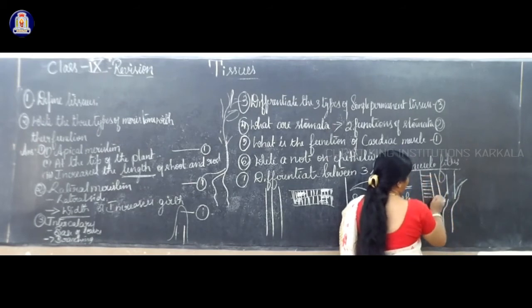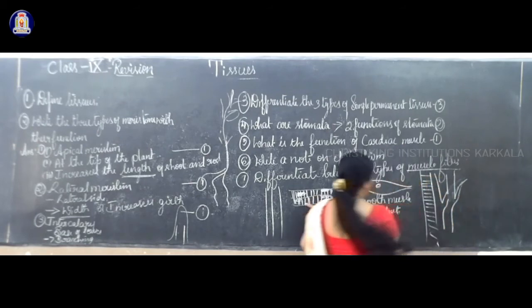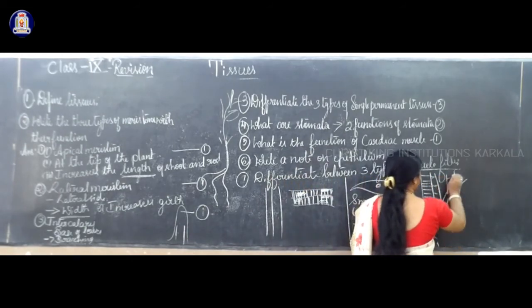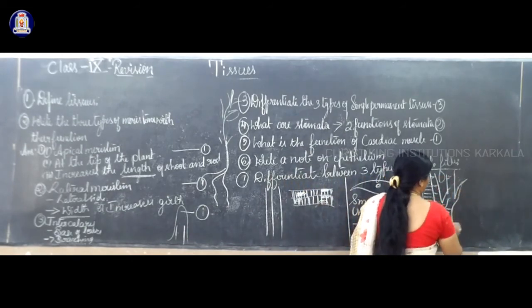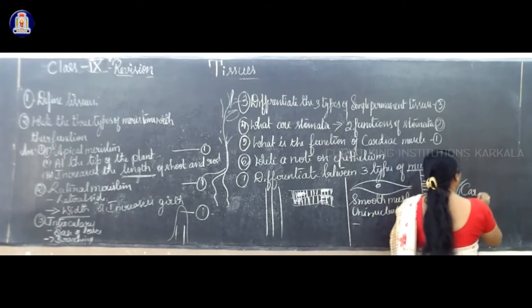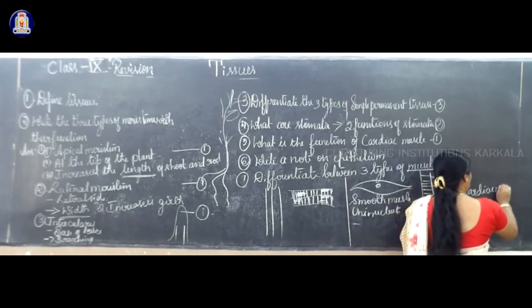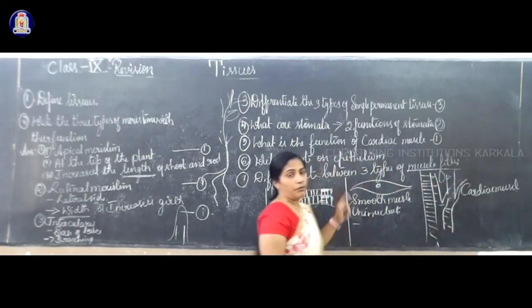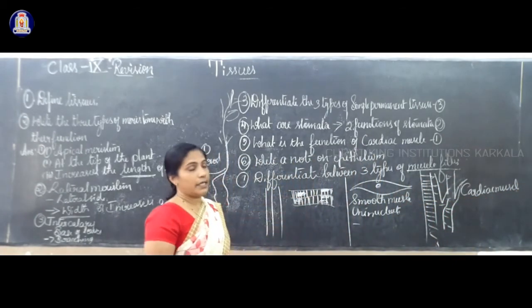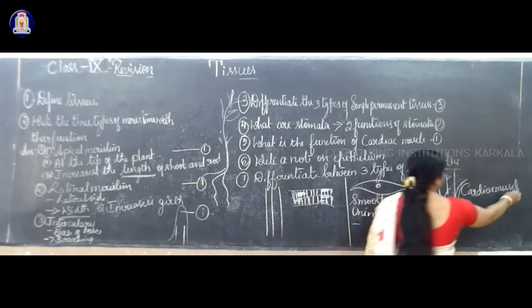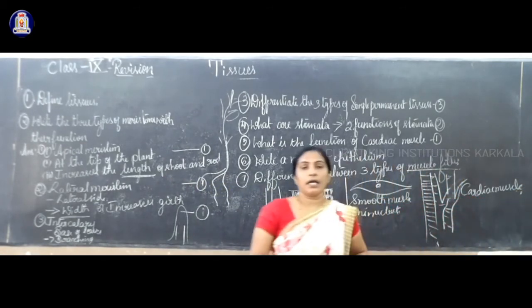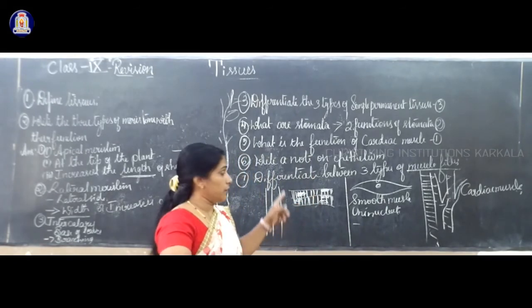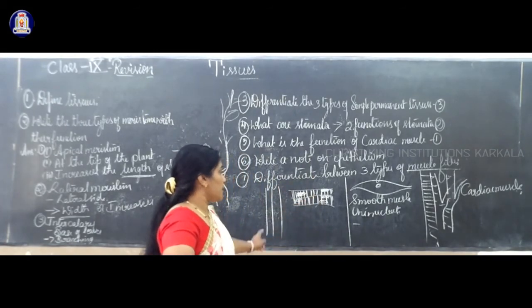Strips are present, same like striped muscle or skeletal muscle. Here strips are present. Branched, it is unbranched. This is branched, that is called cardiac muscle. Cardiac muscle, nucleus is present. Cardiac muscle is present only in our heart for the rhythmic action. That is the rhythmic contraction and relaxation of the heart. So that is because of cardiac muscle.